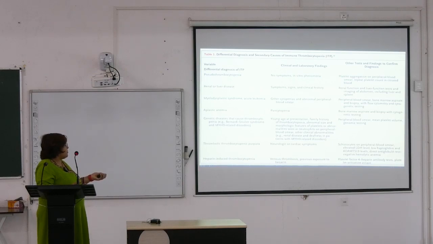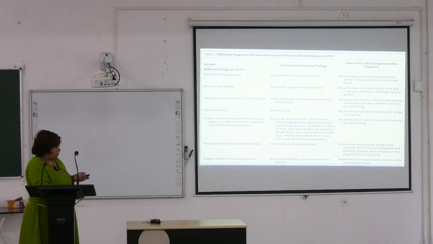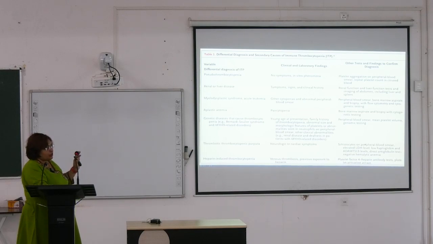And in thrombotic thrombocytopenic purpura, there will be neurological and cardiac syndromes with that, and schistocytes will be there on peripheral smear. LDH levels will be elevated. This test will help you to differentiate between TTP and ITP. And heparin induced thrombocytopenia is HIT, and in case of HIT, there will be history of venous thrombosis, and there will be history of treatment with heparin. So these are the causes of secondary thrombocytopenia. This doesn't come under immune thrombocytopenic purpura. These are the secondary causes of thrombocytopenia.